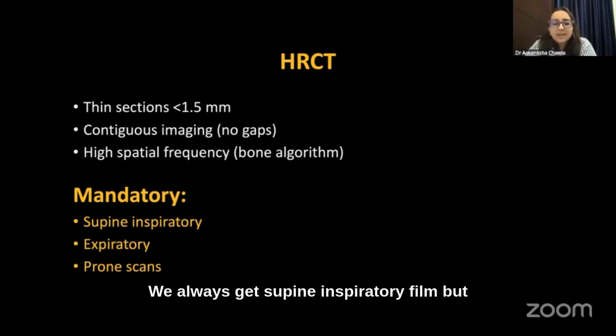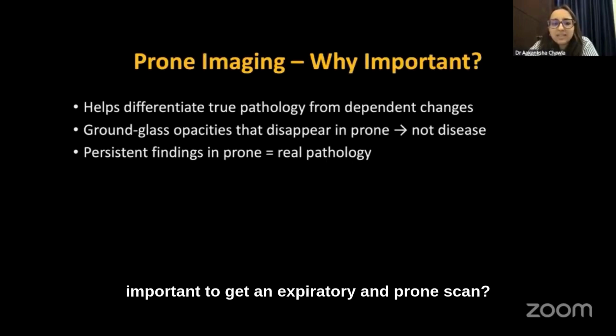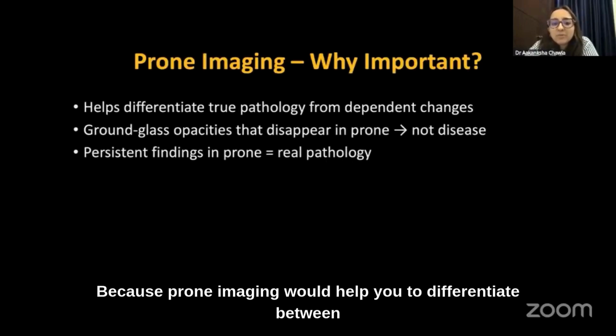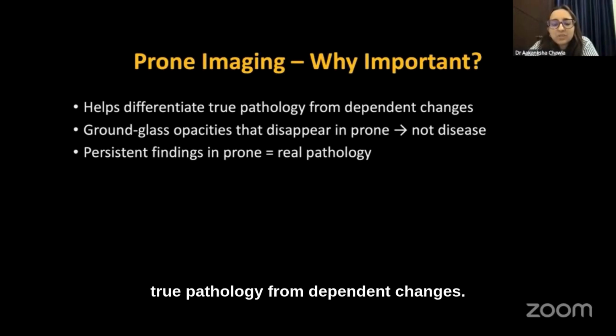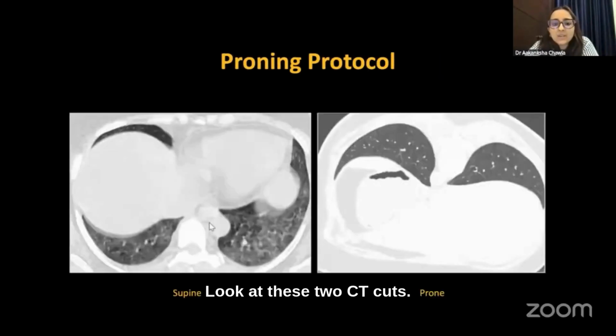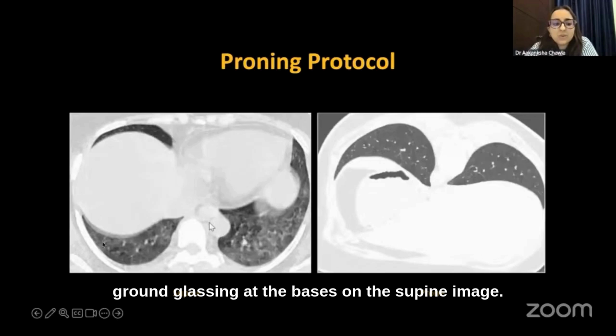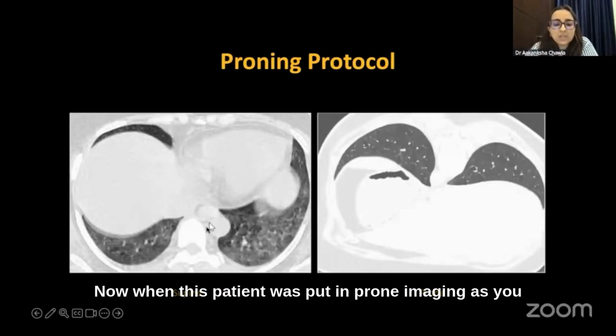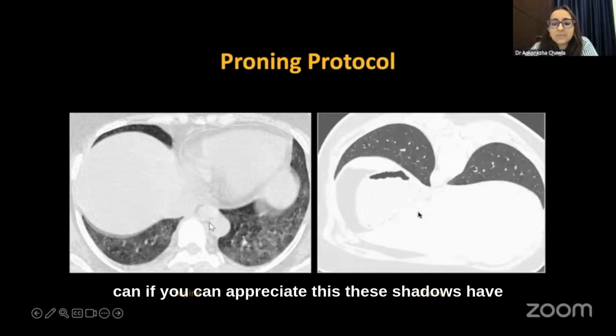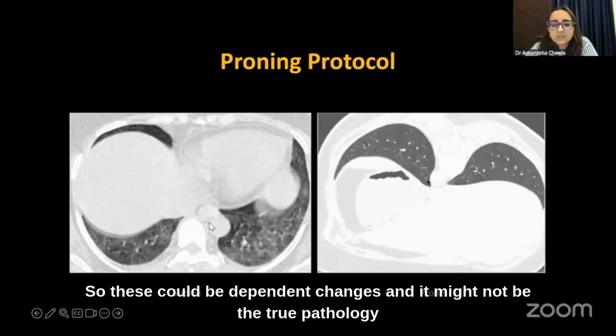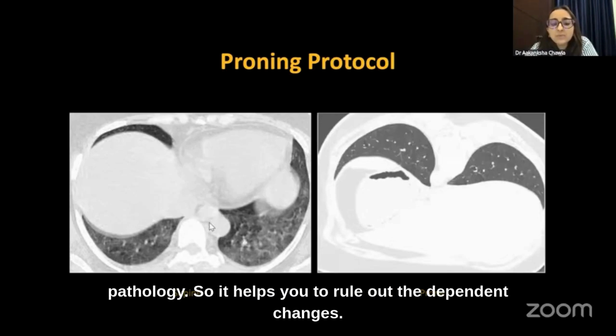We always get a supine inspiratory film, but why is it important to get an expiratory and prone scan? Because prone imaging would help you to differentiate true pathology from dependent changes. Look at these two CT cuts. In the left one, you can see there is diffuse ground glassing at the bases on the supine image. Now, when this patient was put in prone imaging, if you can appreciate, these shadows have disappeared. So these could be dependent changes and it might not be the true pathology. So it helps you to rule out the dependent changes.